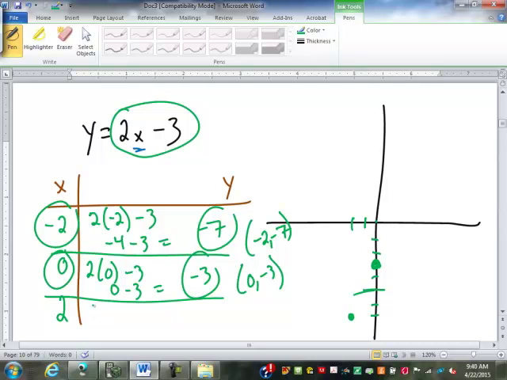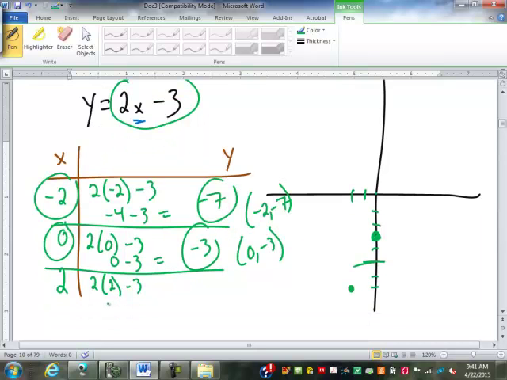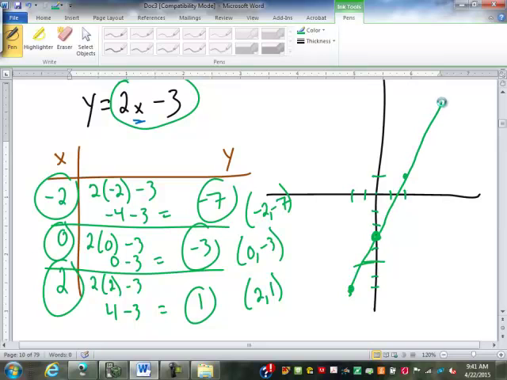If x is +2, y is going to be 2 times 2 minus 3. What's 2 times 2? 4 minus 3, 1. So when x is 2, y is 1, giving us the ordered pair 2, 1. So 2, 1 is right there. Those 3 points fall in a line, so it's a straight line through them.